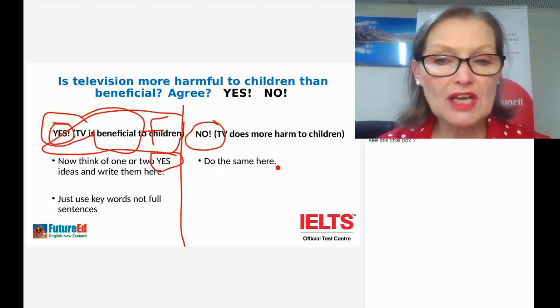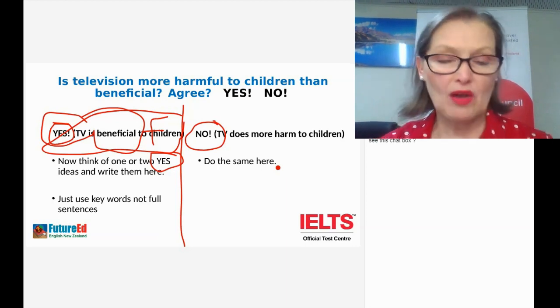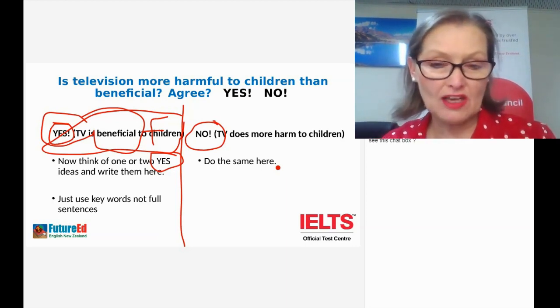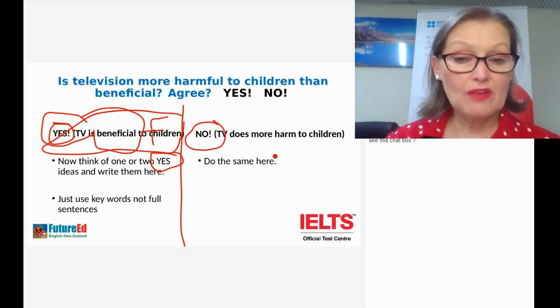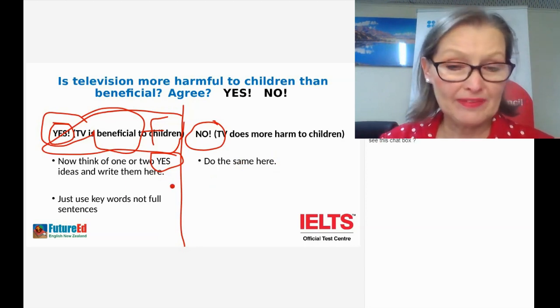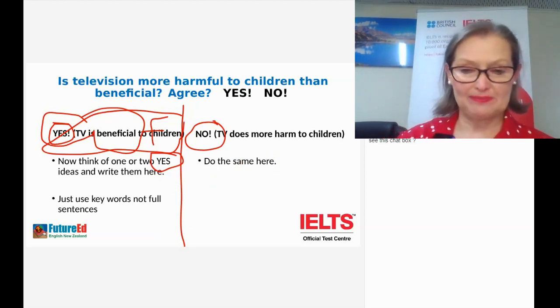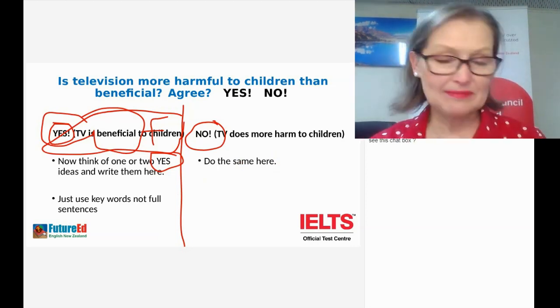And we just need to write keywords here, not full sentences. We don't have time in 40 minutes to write a full sentence and then to recopy the full sentence again onto my writing test paper. So just keywords. I'll give you a few minutes to jot down a couple of your own ideas.